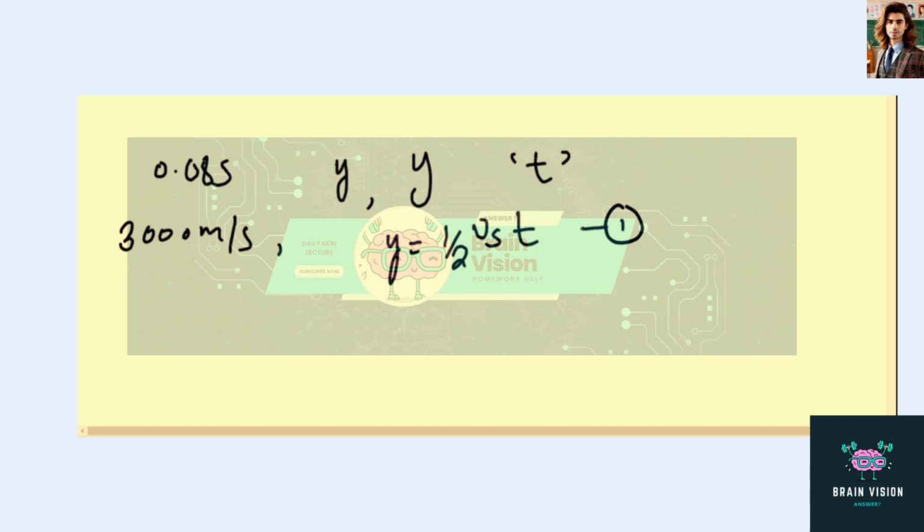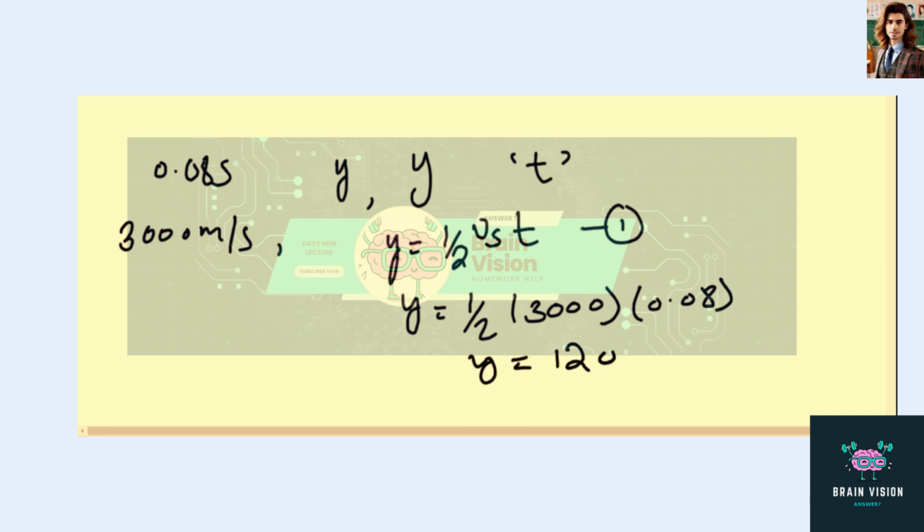Then we substitute 3000 meters per second for vs in this equation and 0.08 seconds for t. Then we write y is equal to 1/2 times 3000 times 0.08 seconds. This gives us y to be 120. And the impedance of the discontinuity is larger than the impedance of the layer above it. We can say that because the reflected pulse is inverted. So our y is 120 meters.